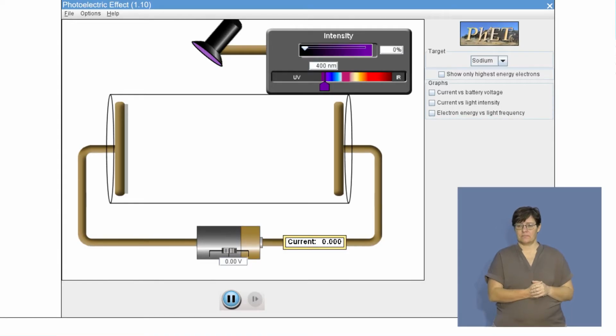There we go. So basically what we have here is a light source, where I can change the color of the light. It's going to shine on a piece of metal, which is over here. And what I'm going to look at is whether electrons get moved out of the metal, okay? And what we're going to look at is, does the brightness of the light make a difference, or does the frequency of the light make a difference?